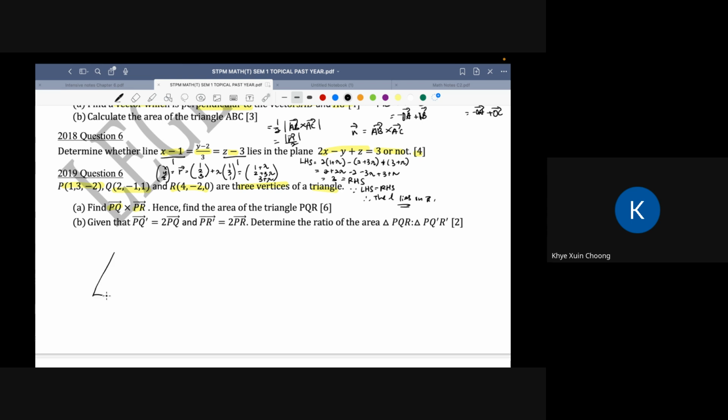If you have 3 points, let's say PQR, and you want to find the area of triangle PQR, you find PQ cross PR, right? You just use any two vectors crossed together. The area of the triangle equals half of the modulus of PQ cross PR, sorry. So if you manage to find PQ cross PR, then you find the magnitude of it and divide by 2, and you can get the area of the triangle.